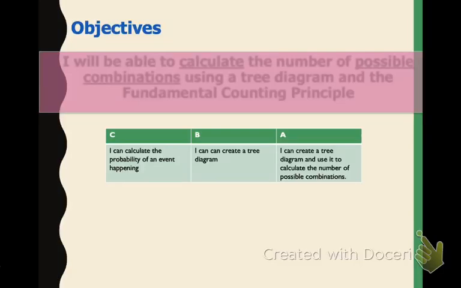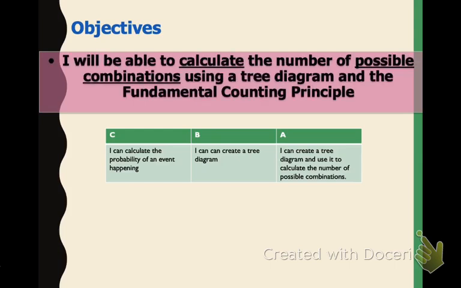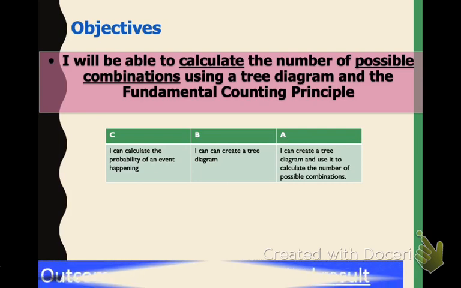So Wednesday you learned about probability and finding the theoretical probability and writing it as a fraction or a percent. Today we're going to be able to calculate the number of possible combinations using a tree diagram and the fundamental counting principle. So knowing how to calculate the amount of combinations is really important for the next two lessons we're going to do, and today's going to help teach you how to do that.